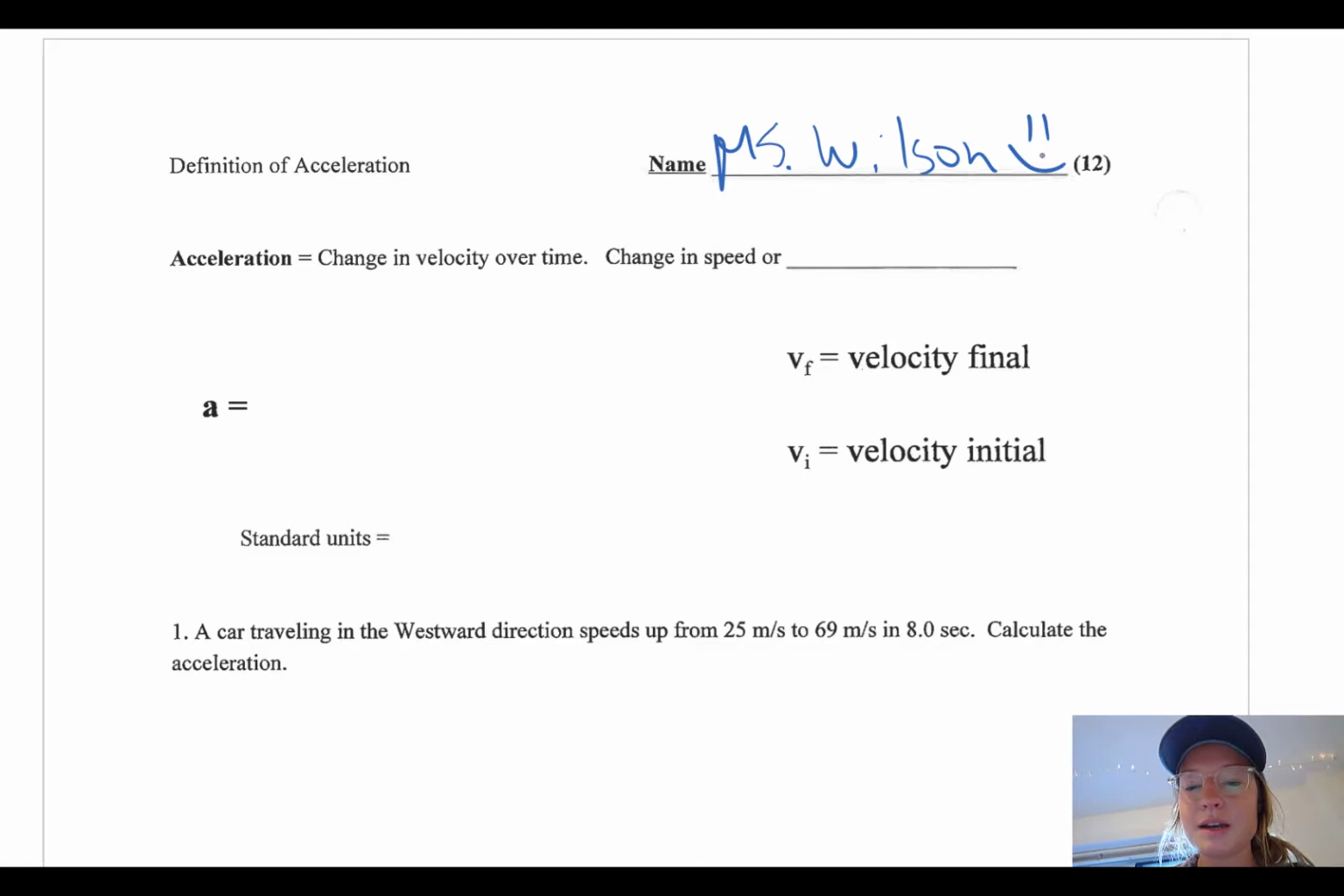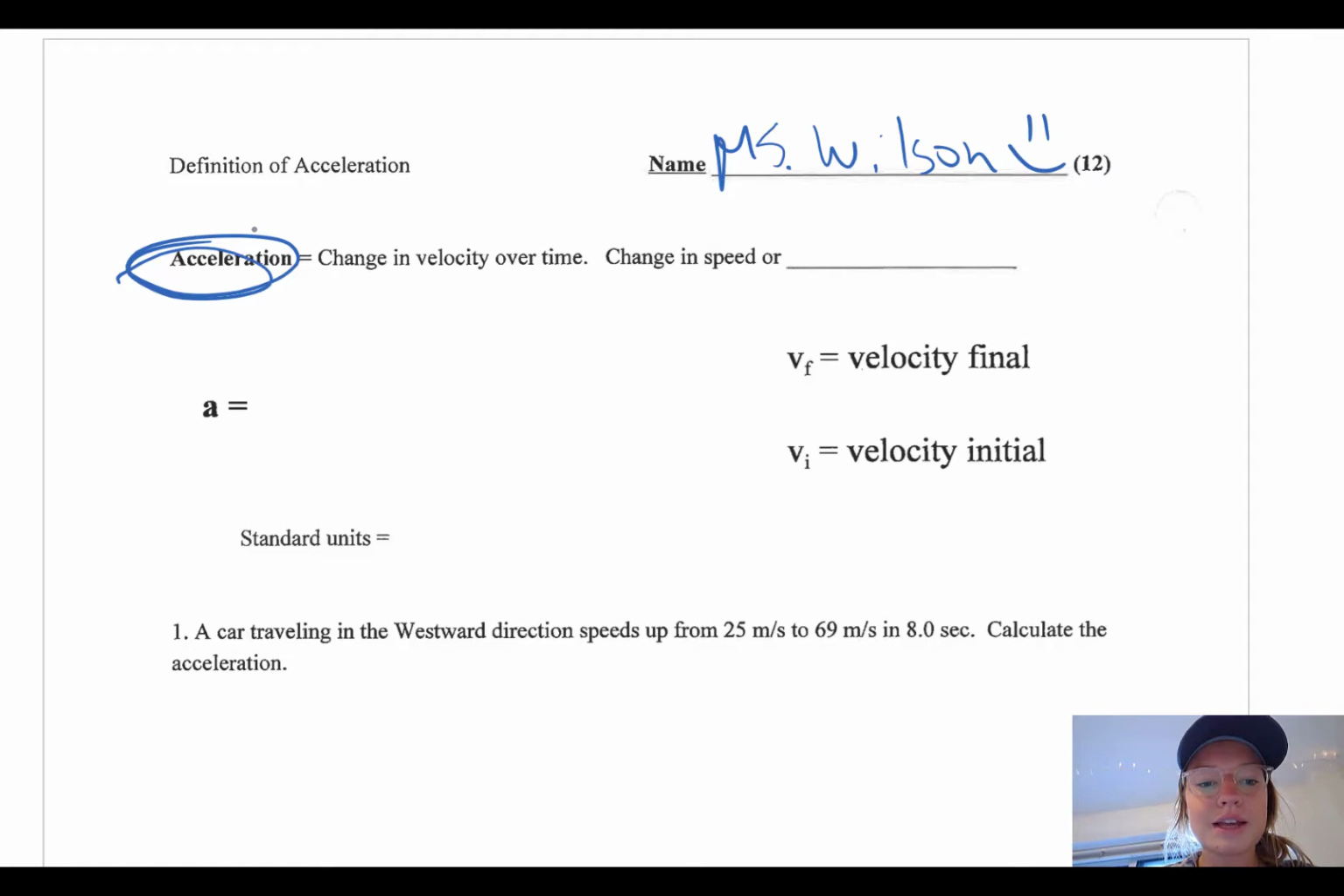And today we are going to be talking about acceleration. Now we've already started talking about acceleration. We've talked about vectors and scalars, displacement and distance and speed and velocity and acceleration, but we're going to get a little bit deeper into acceleration today with some practice problems.